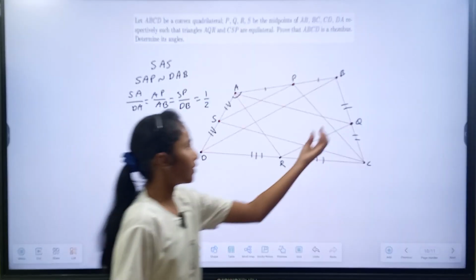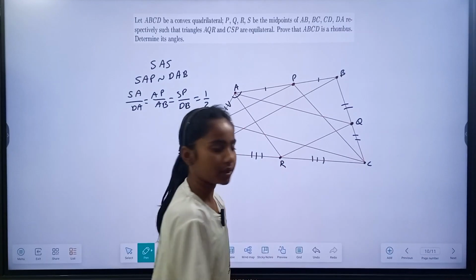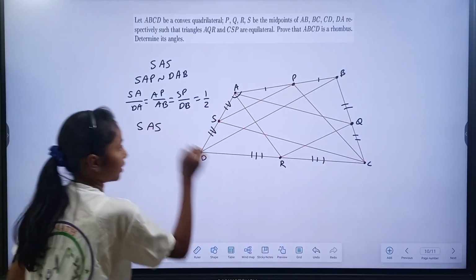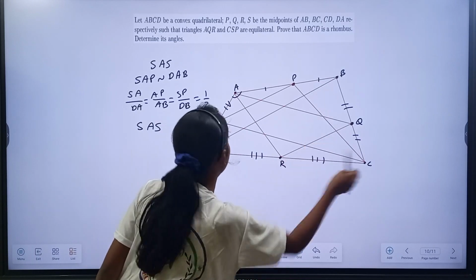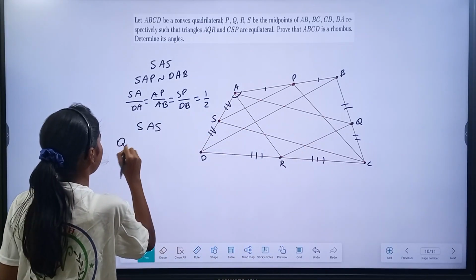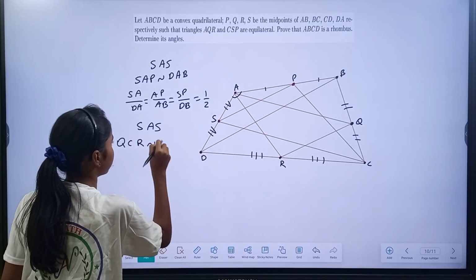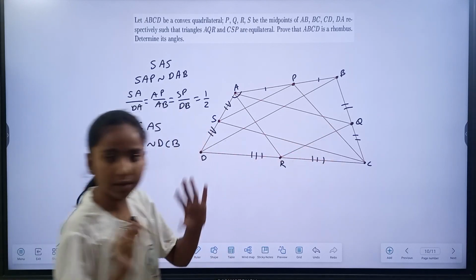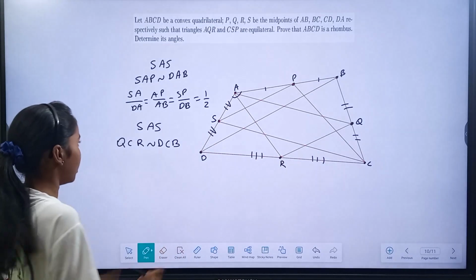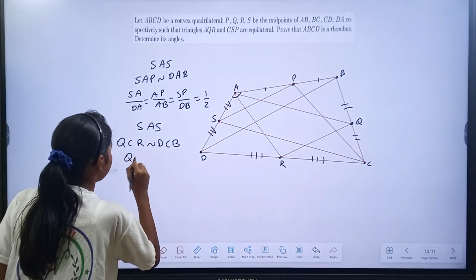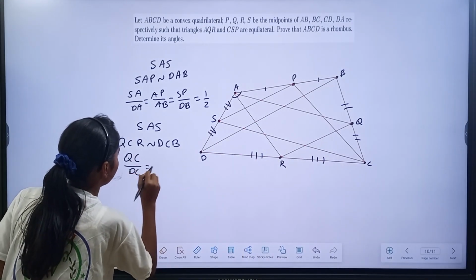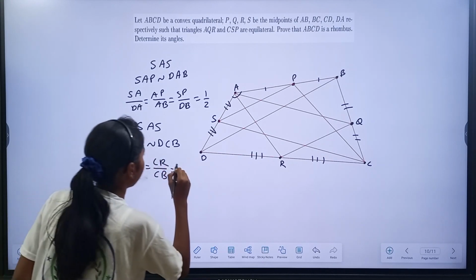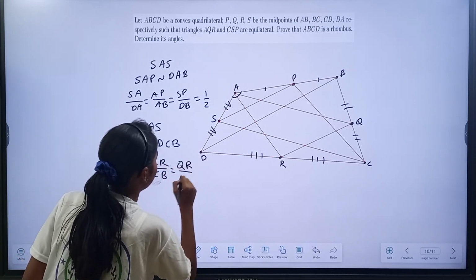And similarly on this side we have Q and R also as midpoints. So again by the SAS property we have QCR similar to DCB. Now we'll check if the order we wrote is correct or not. So let's write the side ratios. QC divided by DC equal to CR divided by CB equal to QR divided by DB.